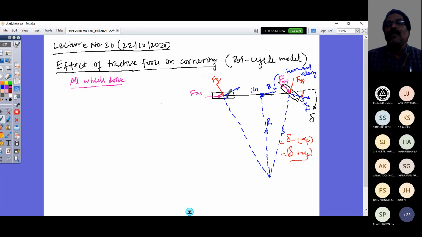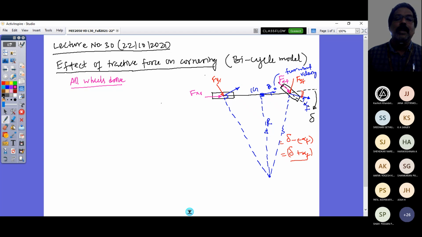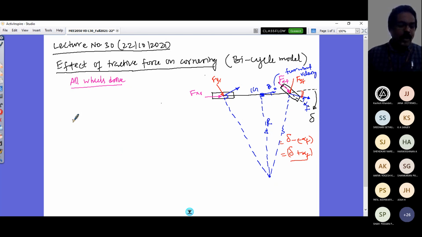Now these drive forces, as I am accelerating during hard cornering, I am going to see the effect of this tractive force on cornering. Right? So that's what. Now, is there any difficulty for you to understand this diagram? If you do not have any difficulty understanding, we will go ahead with writing the equations. So now, what are the governing equations?